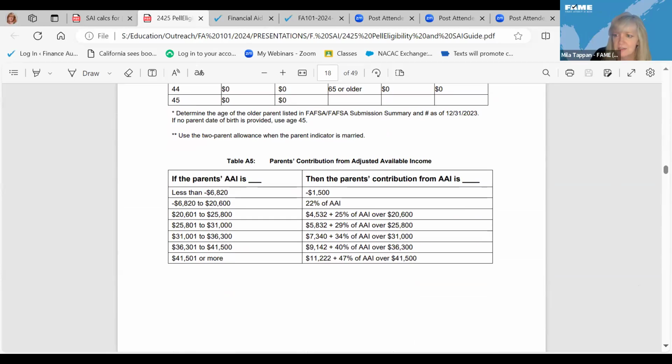So the final step in calculating that parent piece is we come over here and the parent's AAI falls into this bucket here. It was a little over 20,000, okay? So we say, okay, the SAI is 4,532 plus 25% of the AAI that was over this amount, okay?